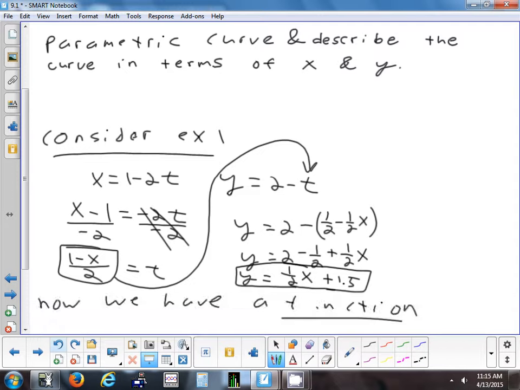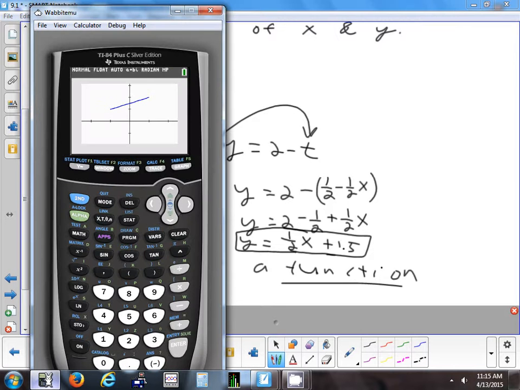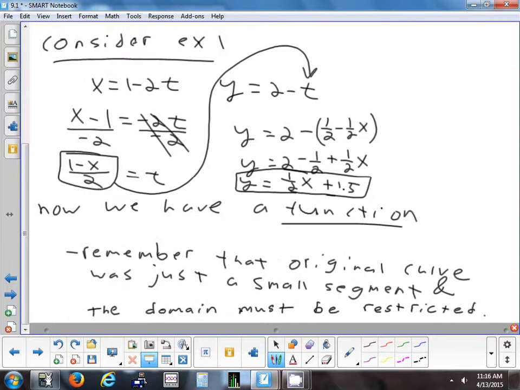Okay, so now we have a function in y equals mx plus b form. Now we've got to be careful. If I were to graph y equals 1/2 x plus 1.5, is that the picture I would get? Darren? Not quite, I mean, partially that's true, but what would happen if you draw 1/2 x plus 1.5? Yeah, it would just go forever. This would be a small part of the picture. All right. So if you want to draw this, what you have to remember is to limit your domain.